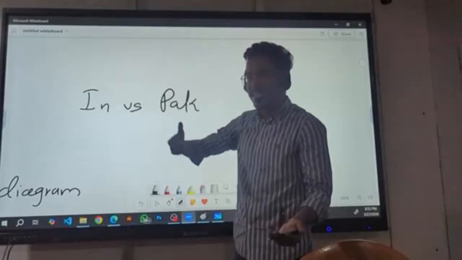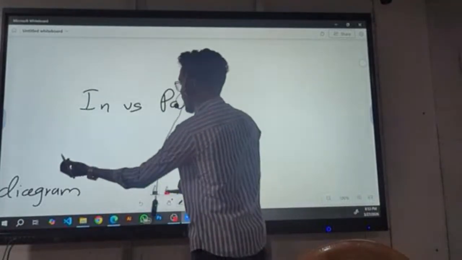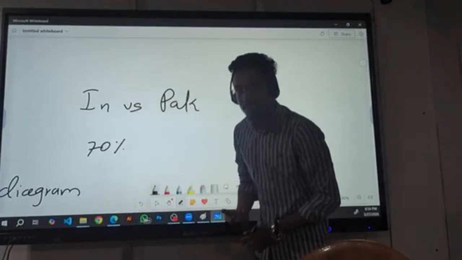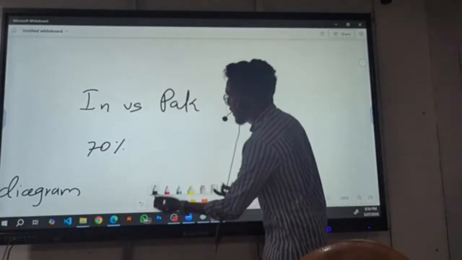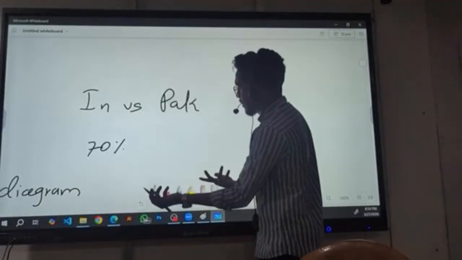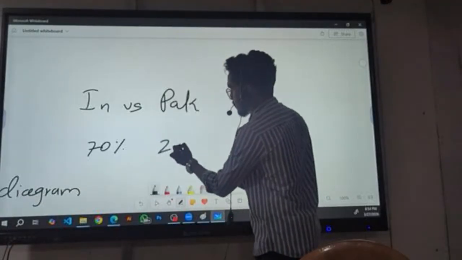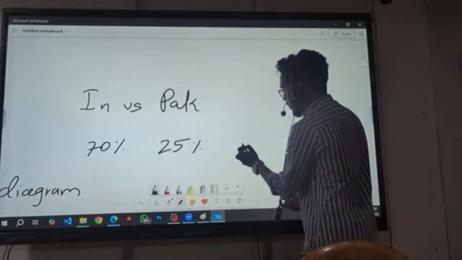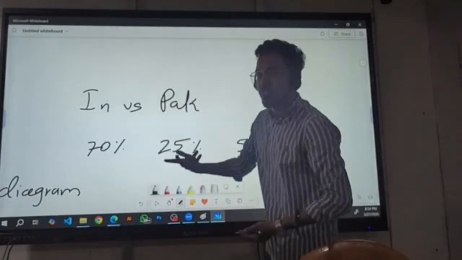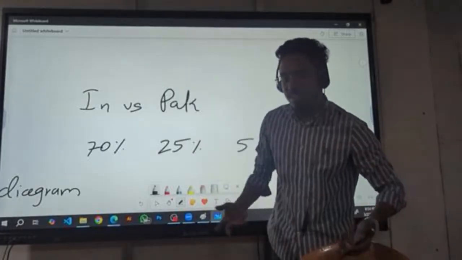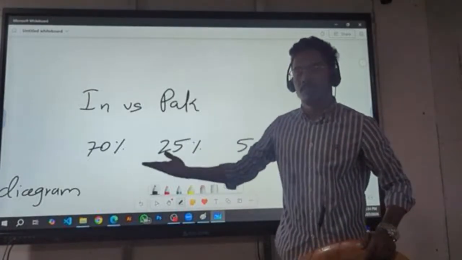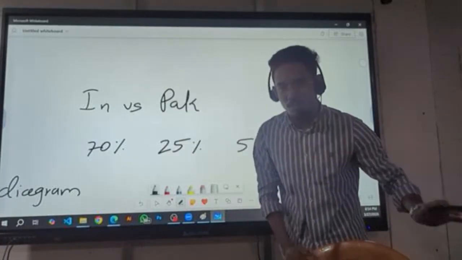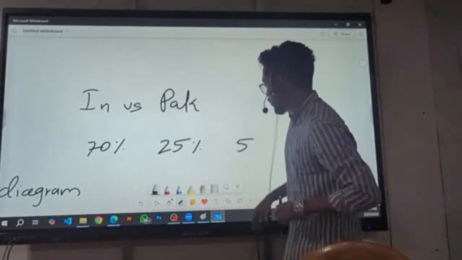Isn't it? Let's take it as a percentage. I would say around 70% for India to win the match. The remaining 30%, let's take it like 25% for Pakistan to win the match, and the remaining 5% where the match would draw, where both would get the same score. Forget about the super over. We don't have that in this case.